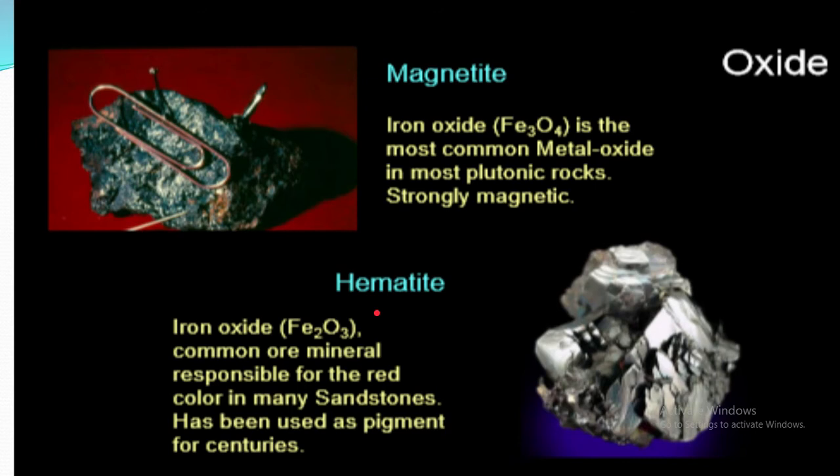Hematite puts the reddish, this is hematite. They put the red color in the sandstone. Some of the sandstone you will see are reddish in color. These sedimentary rocks are reddish in color because of the presence of a larger amount of hematite. So these are two, magnetite and hematite, important oxide minerals. All these minerals are in our lab.